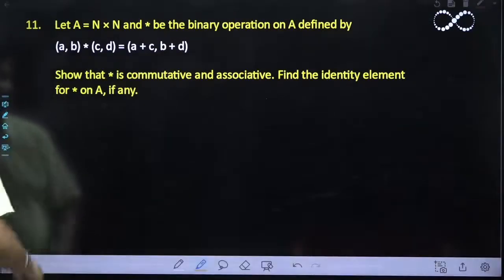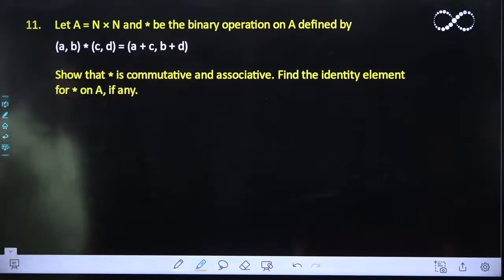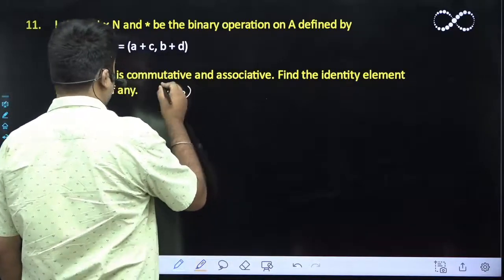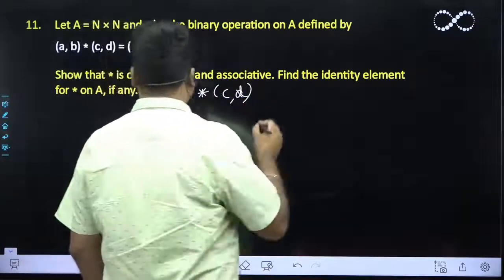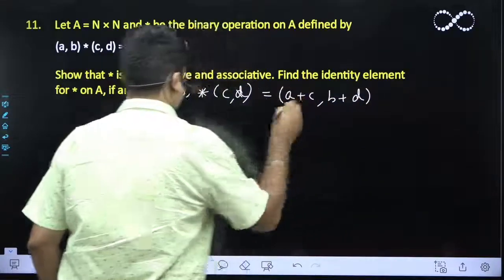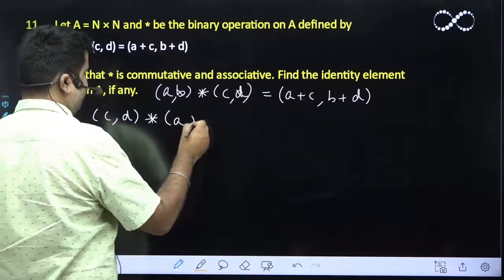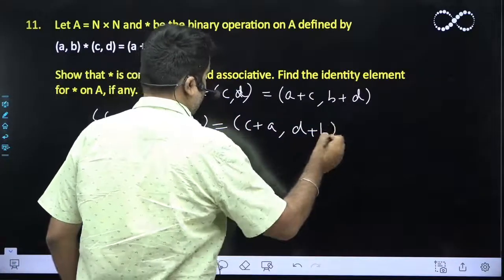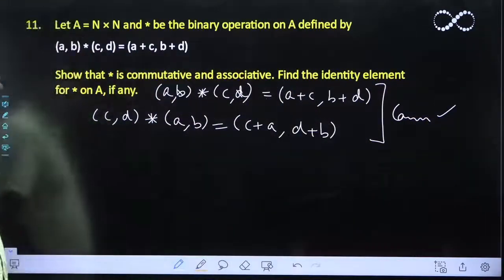So let's move on. AB star CD is A plus C, B plus D. Show that star is commutative and associative. Easy. So what is AB star CD? This is A plus C, B plus D. And what is CD star AB? This is C plus A, D plus B. So both are equal. So therefore it will be commutative, right?